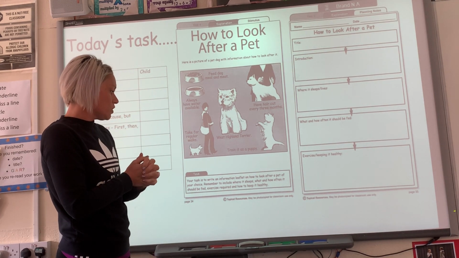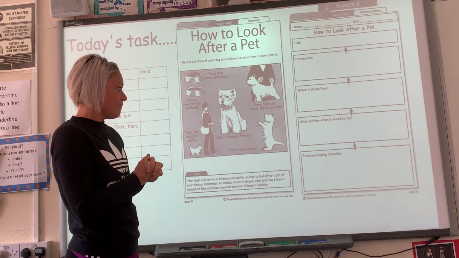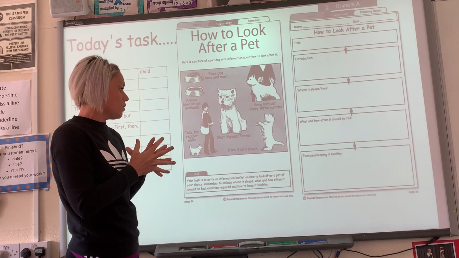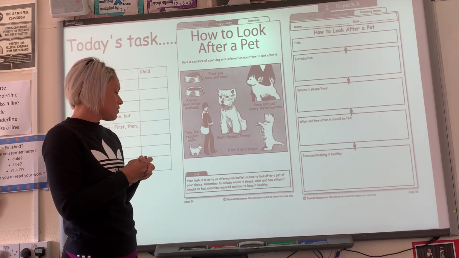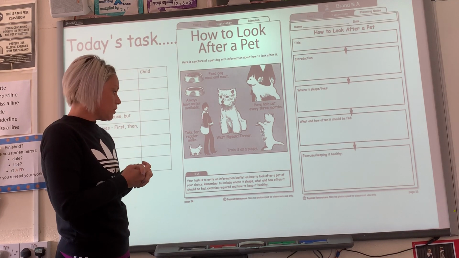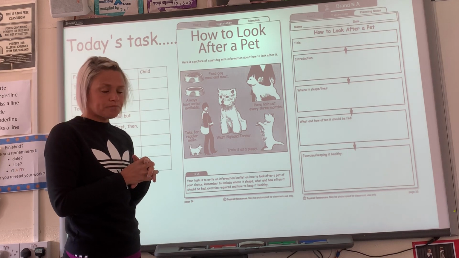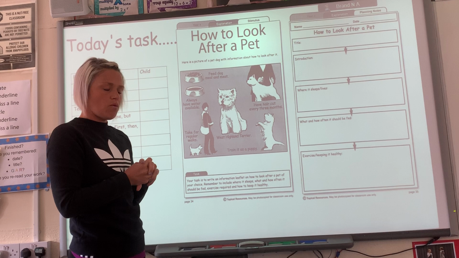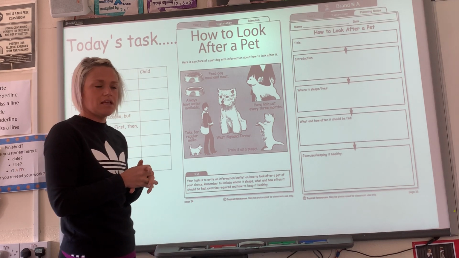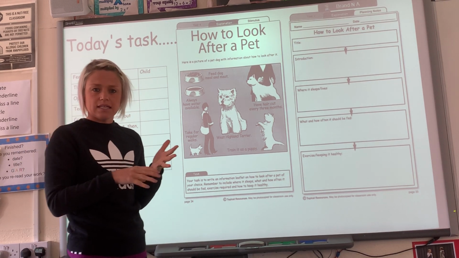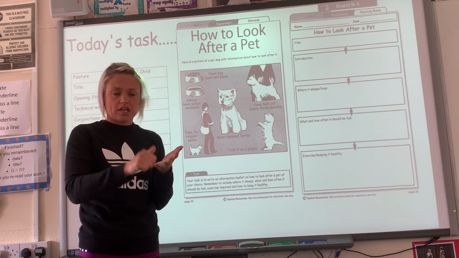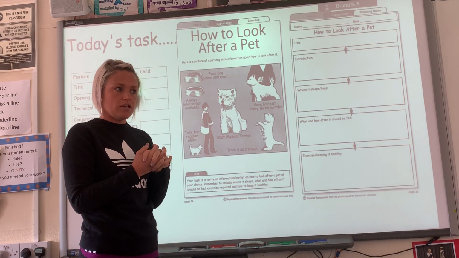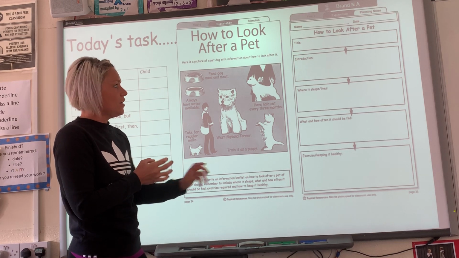So it says, your task is to write an information leaflet, or it can be, however, you just have to be a leaflet, you can produce whatever you want, on how to look after a pet of your choice. Remember to include where it sleeps, what and how often it should be fed, exercise required, and how to keep it healthy. Think about its teeth. Do you need to take it to the dentist? Do you need to take it to the vet for injections? Things like that.